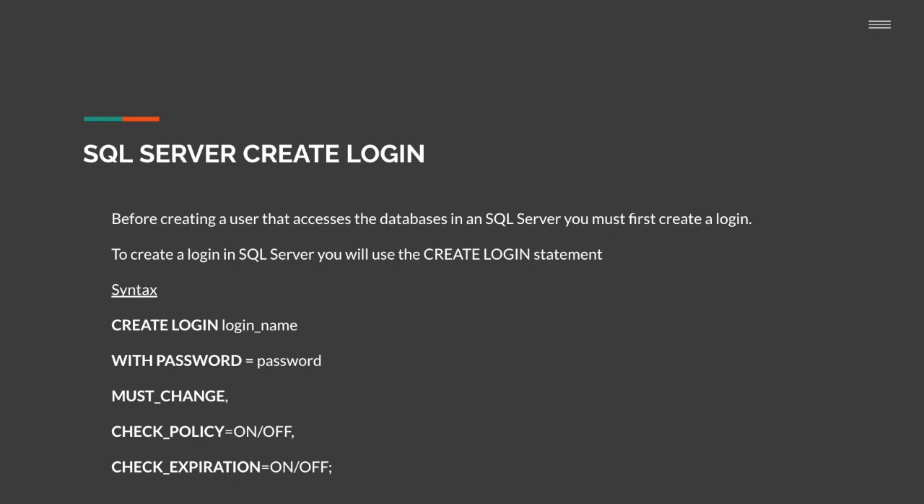Now, the check policy and check expiration take two inputs. It's either on or off. Check expiration indicates to the SQL Server whether or not this password will expire. If it is on, then it will utilize a value set in the database to determine how long before the password will expire. Check policy would indicate to SQL Server whether or not it should use its own default password policy or if it should utilize the password policy set on the server to determine the complexity of the password that can be used.